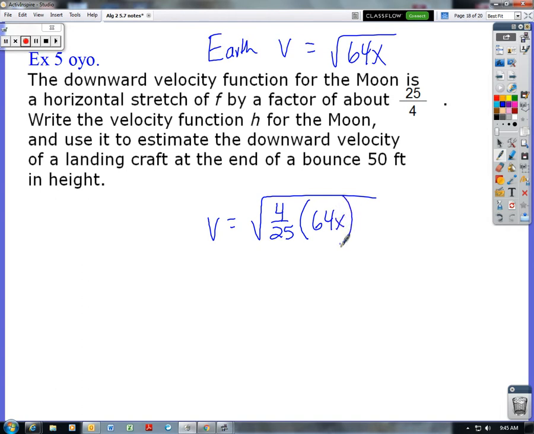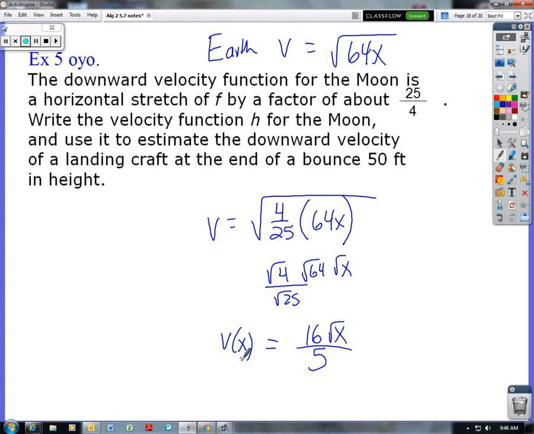And we get this. Now I'm noticing that I can take the square root of 4 and 25 and 64, so I could actually simplify all these. This is like saying the square root of 4 over the square root of 25 times the square root of 64 times the square root of x. So that's 2 times 8, which is 16, root x over 5. That's the new function. I'll call it v of x.